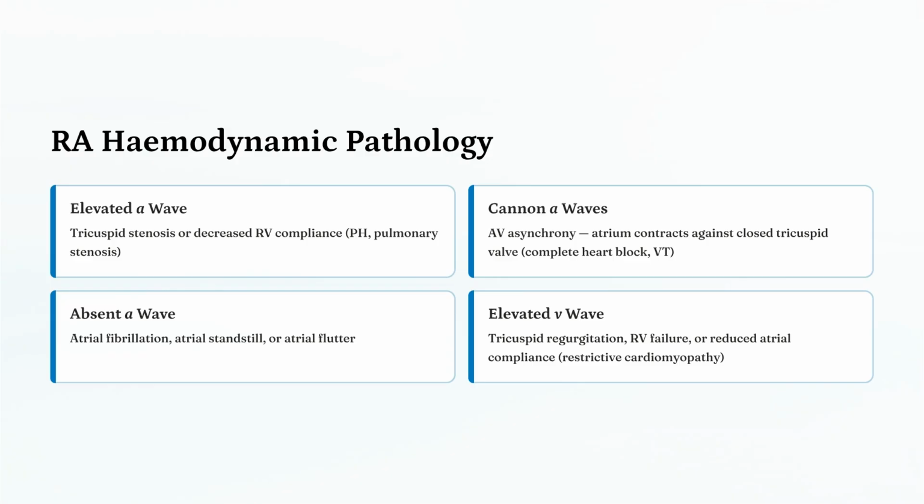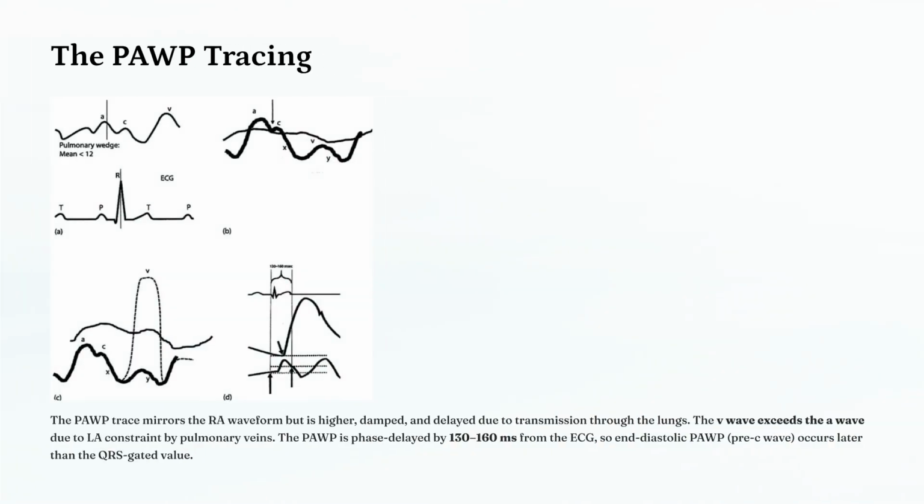For example, elevated waves may suggest tricuspid stenosis or reduced RV compliance, while absent waves are a hallmark of atrial fibrillation or flutter. The pulmonary artery wedge pressure trace mirrors the right atrial waveform but is higher, damped, and delayed. Because of LA constraint, the V wave typically exceeds the A wave. Remember, the signal is phase delayed, requiring careful timing relative to the ECG.